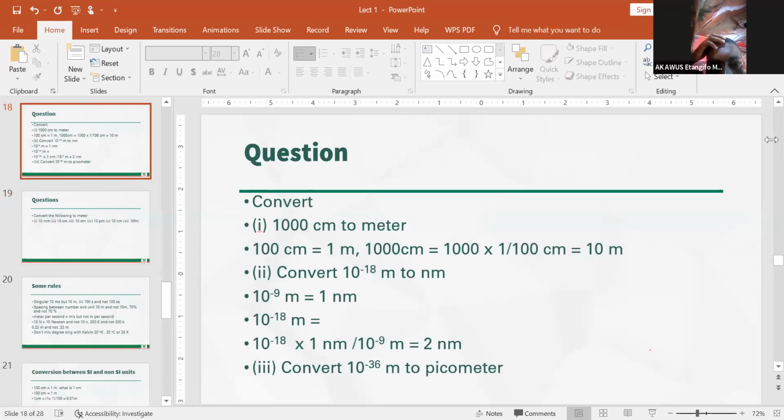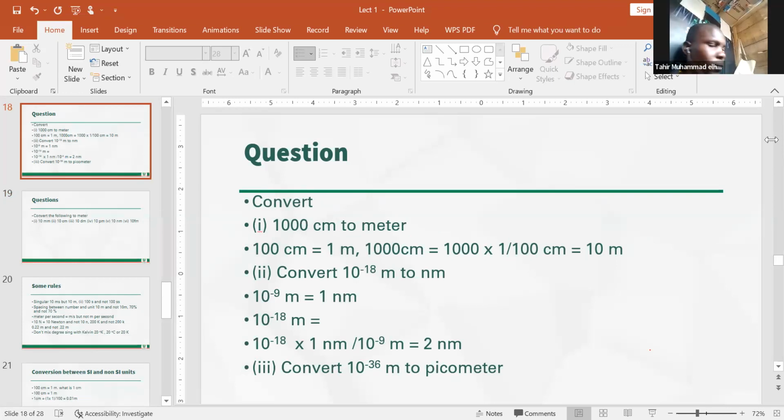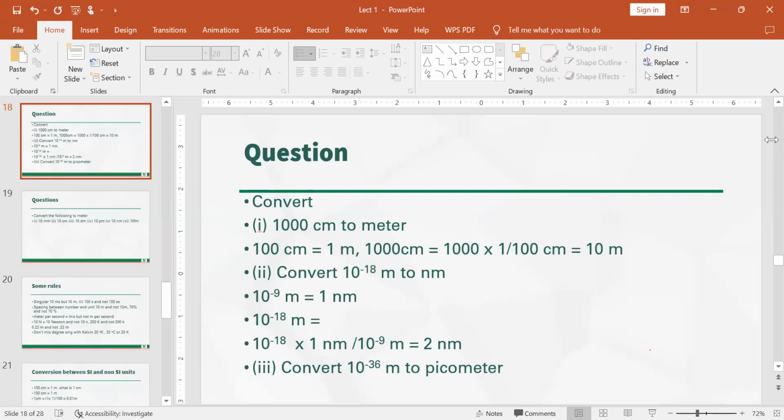Now, let me ask you one question. When you understand my question, you'll be able to solve any other. Are you hearing me? If the cost of 1 pen is 50 naira, what will be the cost of 2 pens? It's 100 naira.